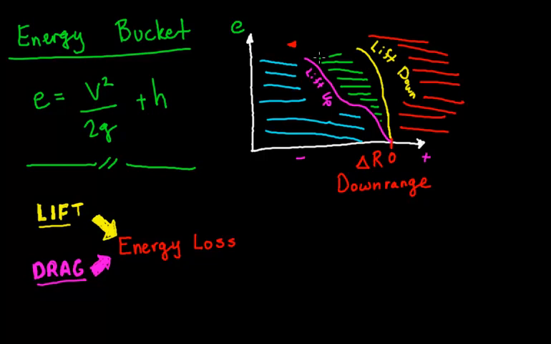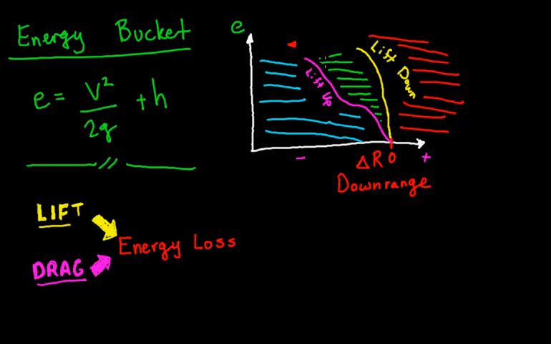You might notice that there are these 2 lines here, this pink line and this yellow line. The pink line represents the lift up trajectory and the yellow line represents the lift down trajectory. So you might be saying, well, what do you mean by that? These 2 lines define a bucket. And we define this bucket to be this green area right in here. This is the green area, the bucket.